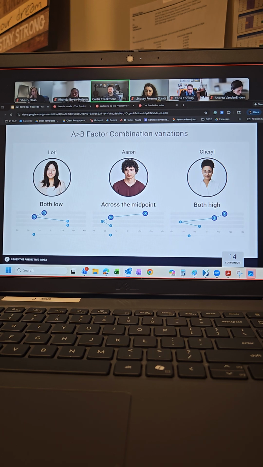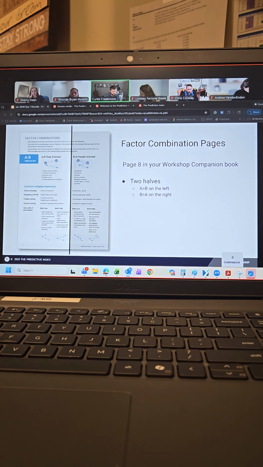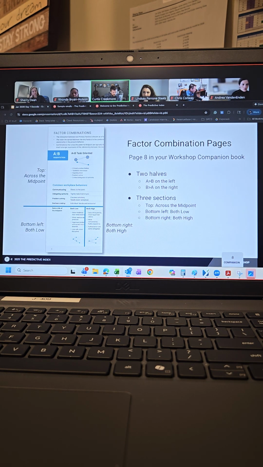For any combination that crosses the midpoint, you would want to use the description on the top halves of the pages between 8 and 13. I jump forward a little bit just to make this a little bit more clear. When you are looking at those pages that have the factor combinations, the top of the page are for factor combinations that cross the midpoint. The bottom left is when both of those factors are on the low side, and the bottom right is both factors on the high side.